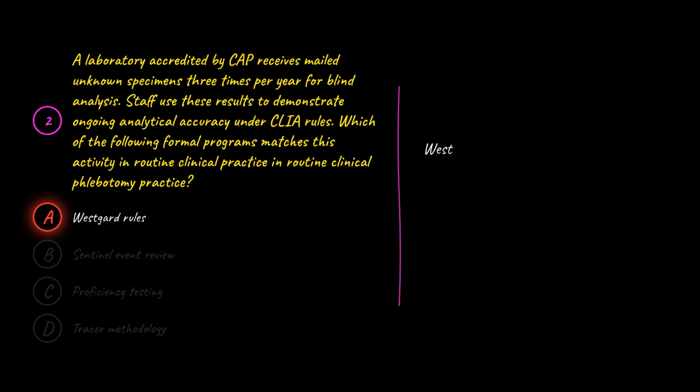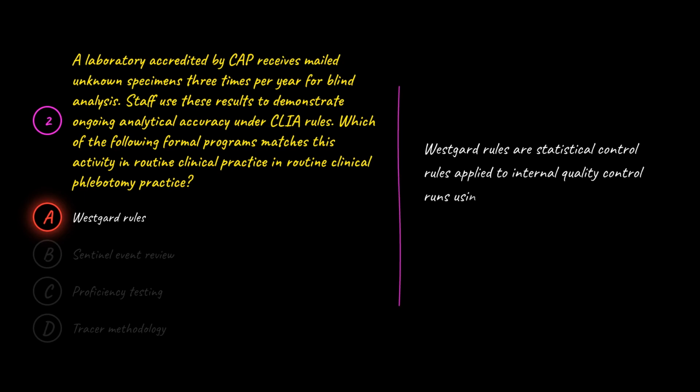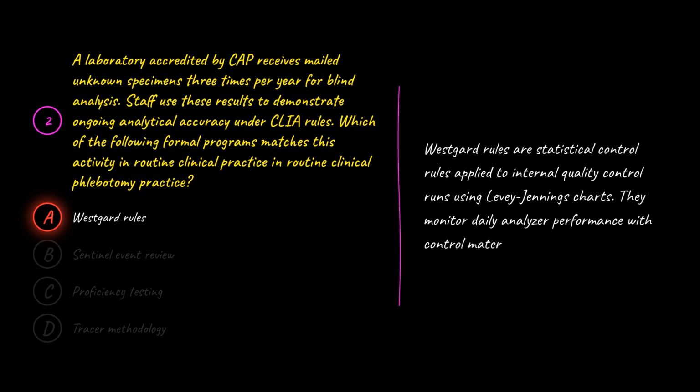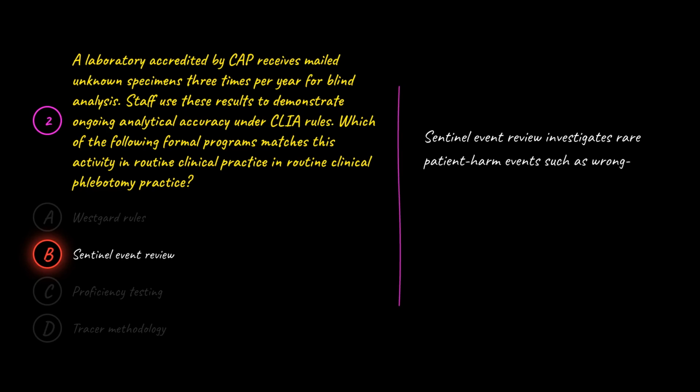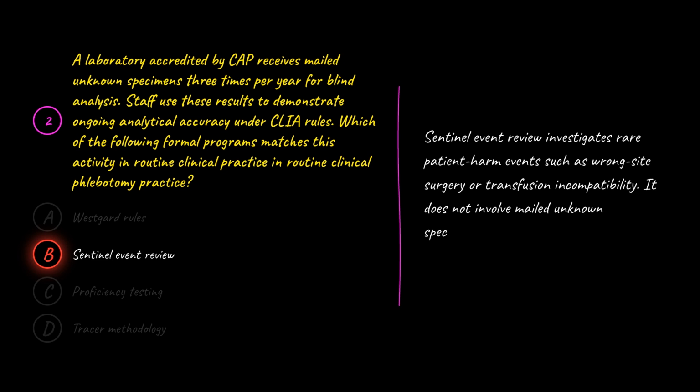A is wrong because Westgard rules are statistical control rules applied to internal quality control runs using Levey-Jennings charts. They monitor daily analyzer performance with control material rather than blinded external specimens shipped to the laboratory. B is wrong because Sentinel Event Review investigates rare patient harm events such as wrong site surgery or transfusion incompatibility. It does not involve mailed unknown specimens, since Sentinel Review focuses on root cause analysis after a serious safety failure.